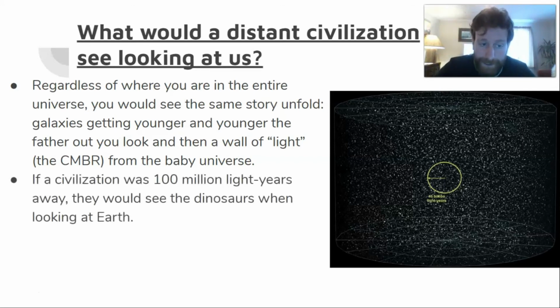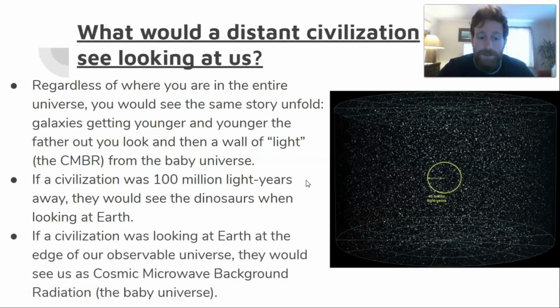If there was a civilization that was 100 million light years away, when they looked at planet Earth, if they had a really, really advanced telescope, they would see dinosaurs, because the light that is reaching them now was created on planet Earth or reflected off planet Earth 100 million years ago, and that's when the dinosaurs were.